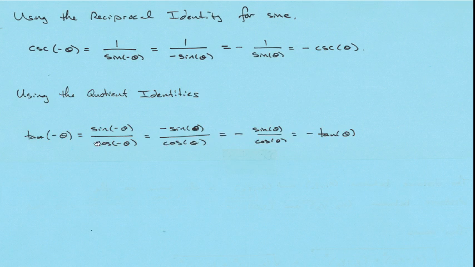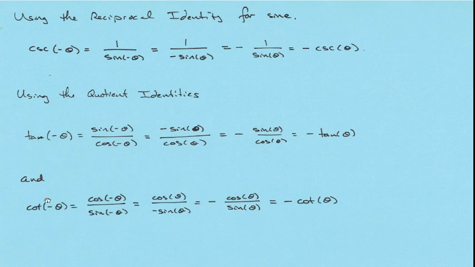Coming over to the quotient identities, we've got the tangent of negative theta is equal to the sine of negative theta over the cosine of negative theta. But using the fact that sine is odd, we can take that negative to the outside, so we've got negative the sine of theta in the numerator. Cosine is even, so the cosine of negative theta is just cosine of theta. And so the negative from the numerator we'll put to the outside and just leave us with sine of theta over cosine of theta. But back to our quotient identity, that is tangent of theta.